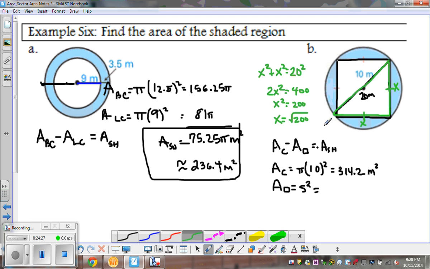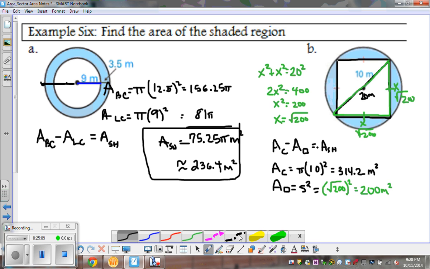of 200. Now we could go through and simplify if we wanted to, but I don't need to here. I can just leave it as the square root of 200. Again, we could simplify that square root, and we'll talk about that a little bit more next semester. So my sides are the square root of 200, and my side squared is going to be the square root of 200 squared. When you square a square root, it cancels out. So the area of my square is actually 200 meters squared.